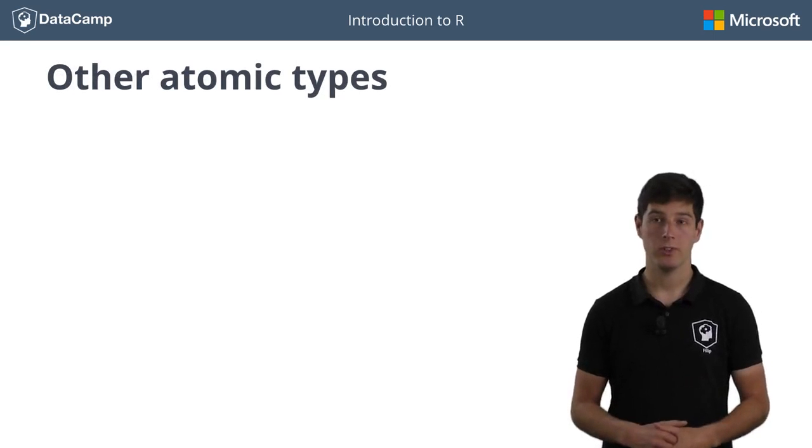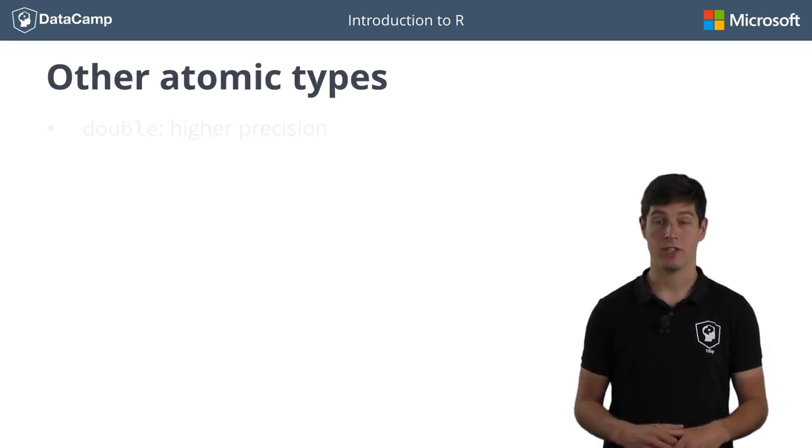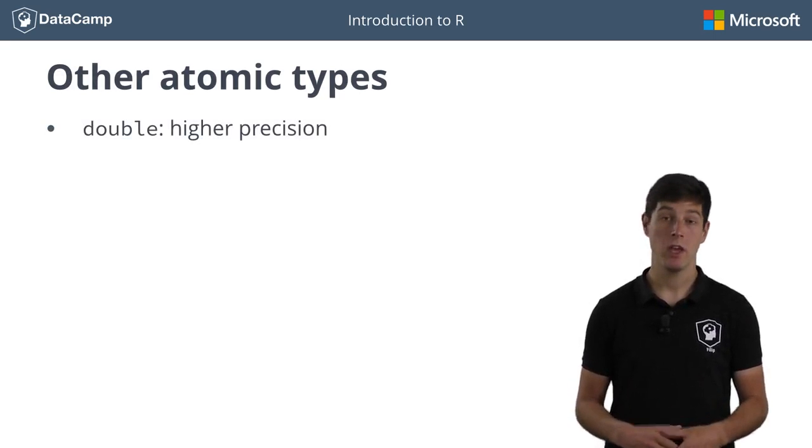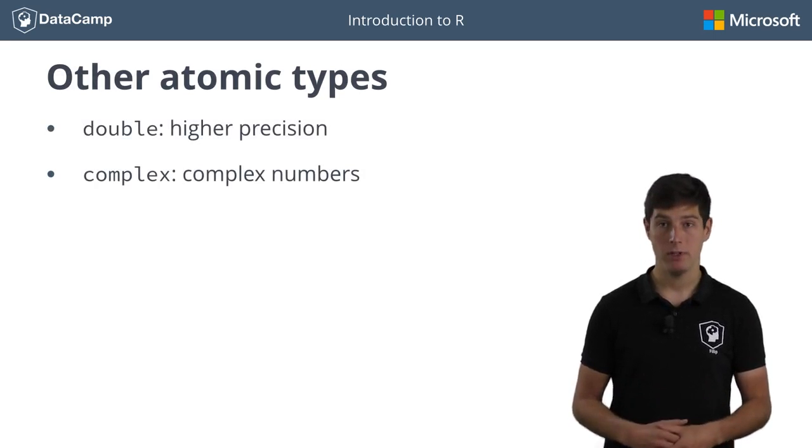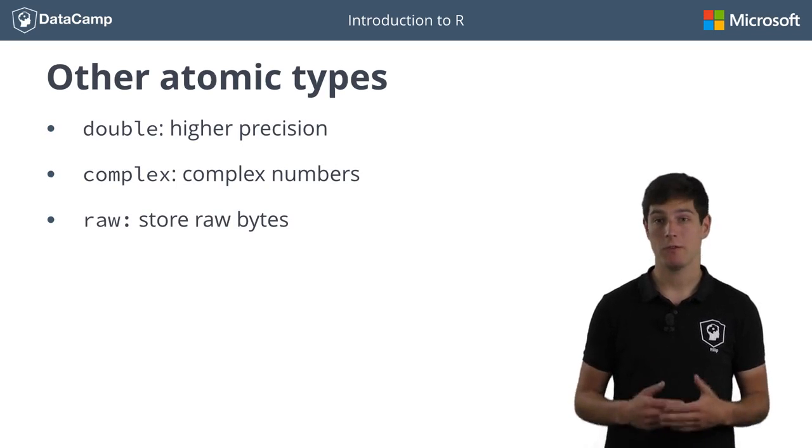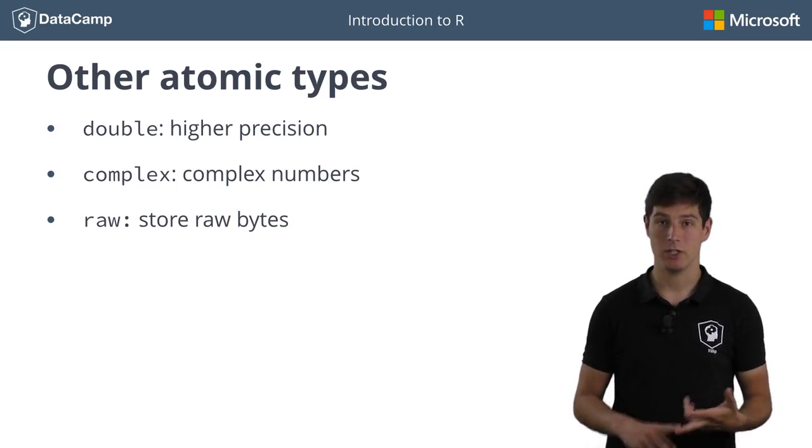It's important to note that there are other data types in R, such as double for higher precision numerics, complex for handling complex numbers, and raw to store raw bytes. However, you will have tons of fun working with numerics, integers, logicals, and characters in the remainder of this introductory course, so we'll leave these alone for now.